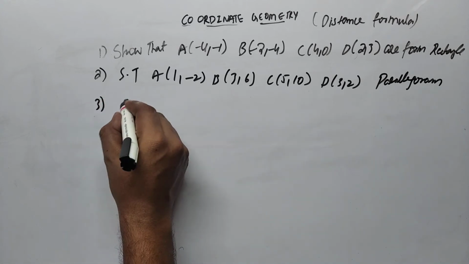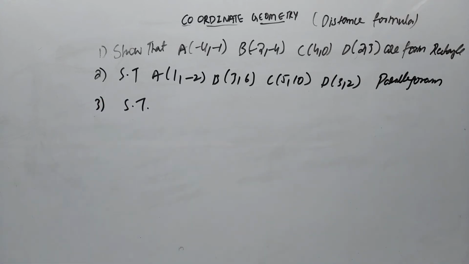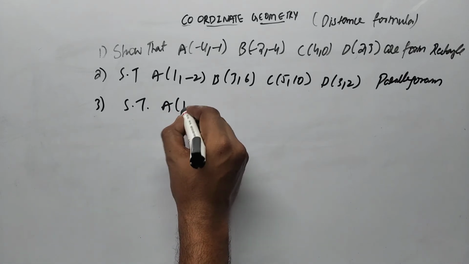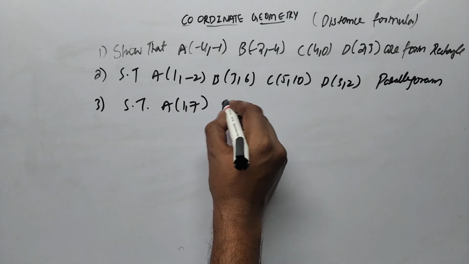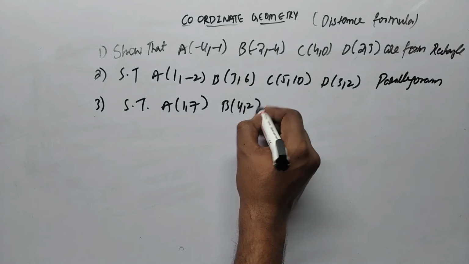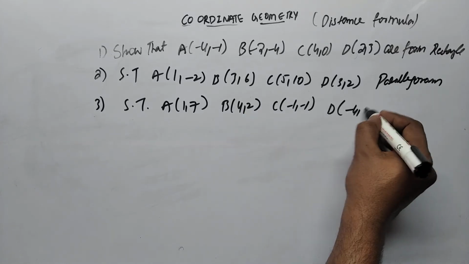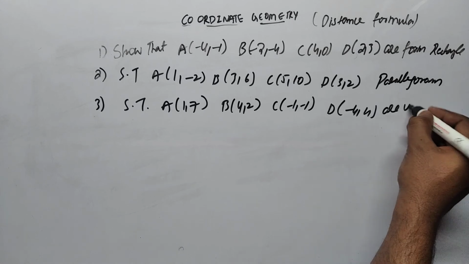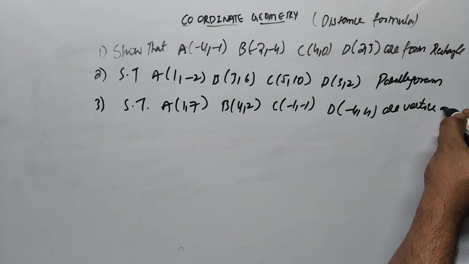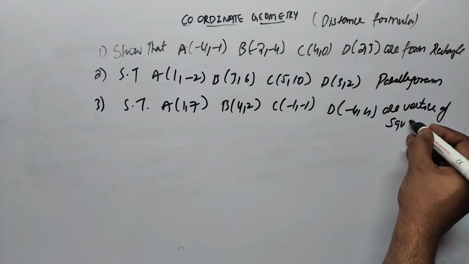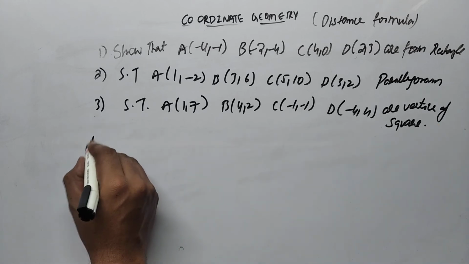Next, you have a third question. You need to show that the given 4 points form a square. A is (1, 7), B is (4, 2), C is (-1, -1), and D is (-4, 4) are the vertices of a square. So the next question will be related to the rhombus.